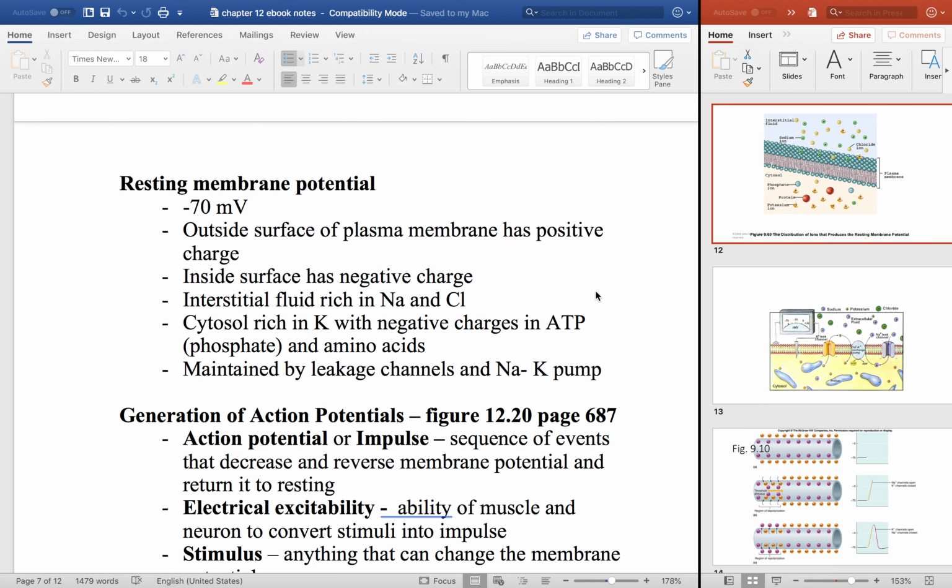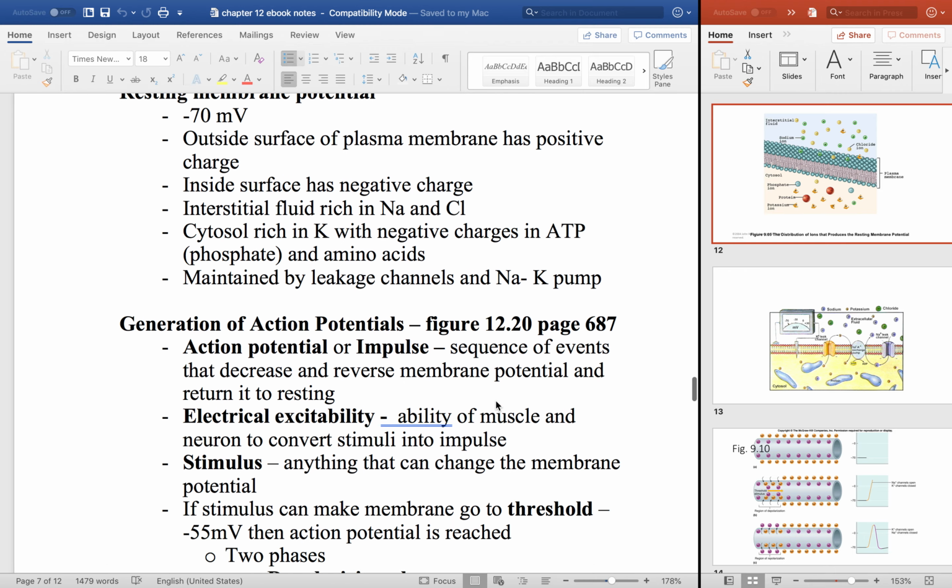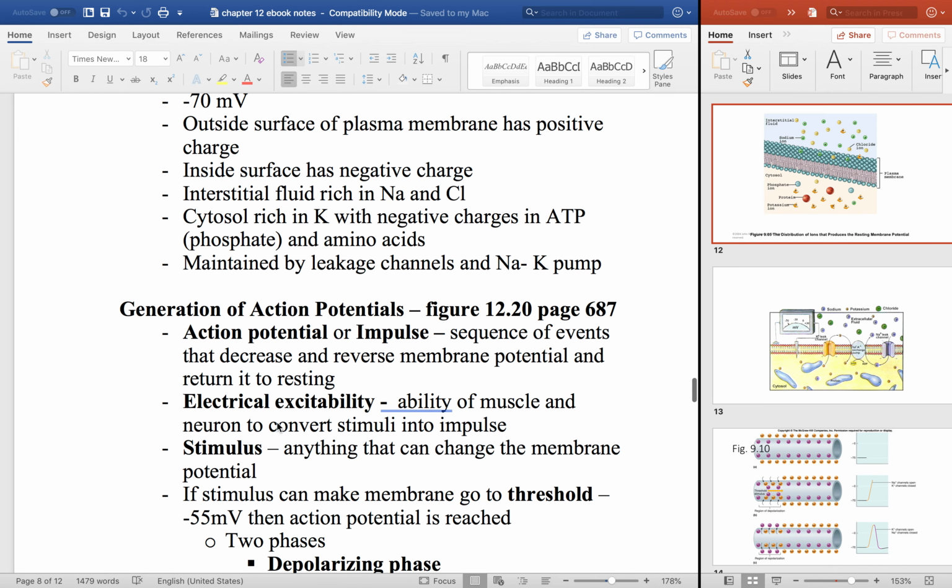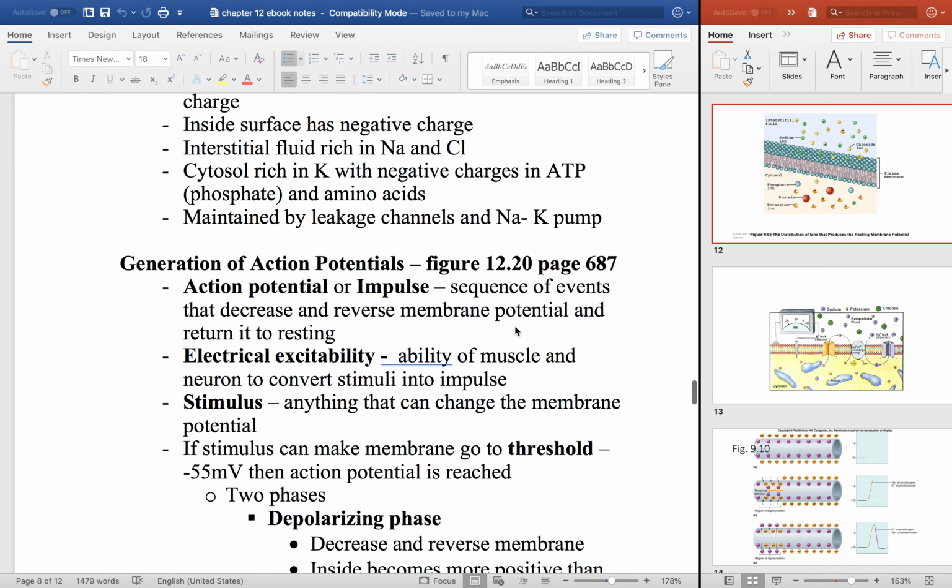And what we're going to talk about next is the generation of the action potential itself. With that, I'll have to do some definitions down here. And then we'll start talking about how the action potential actually travels through the plasma membrane.